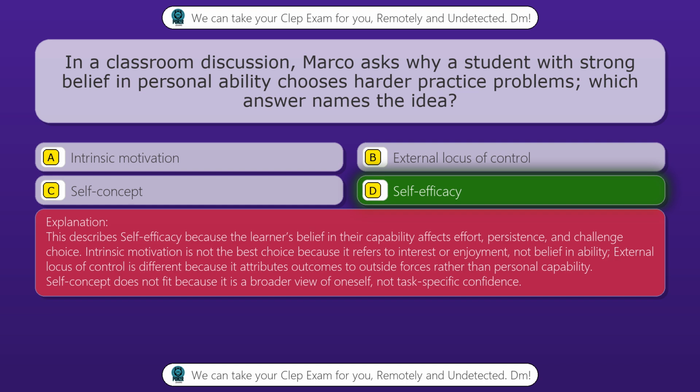This describes self-efficacy because the learner's belief in their capability affects effort, persistence, and challenge choice. Intrinsic motivation is not the best choice because it refers to interest or enjoyment, not belief in ability. External locus of control is different because it attributes outcomes to outside forces rather than personal capability. Self-concept does not fit because it is a broader view of oneself, not task-specific competence.